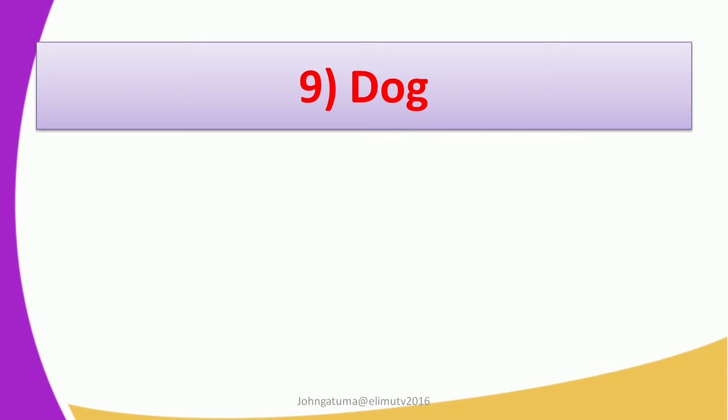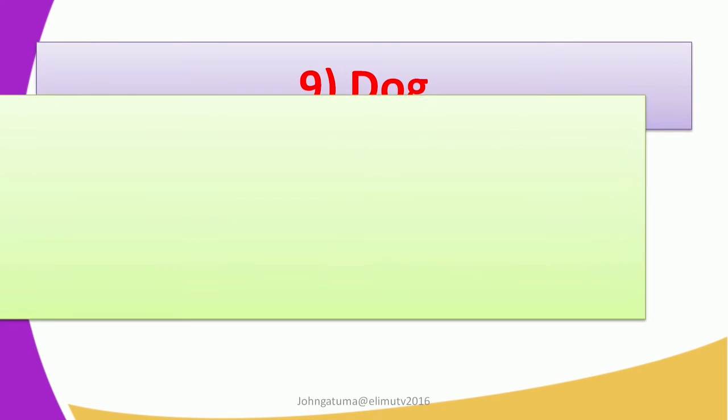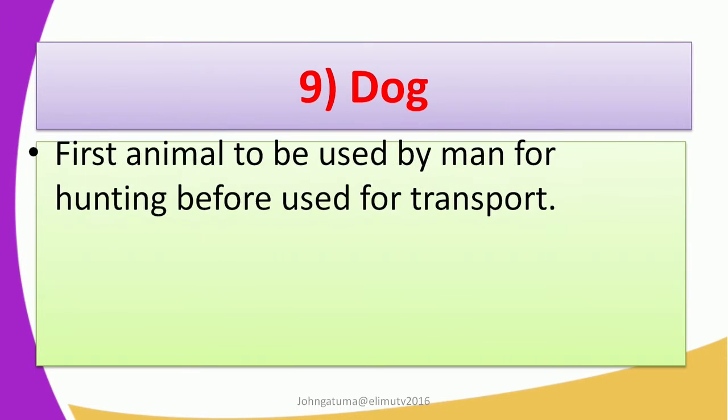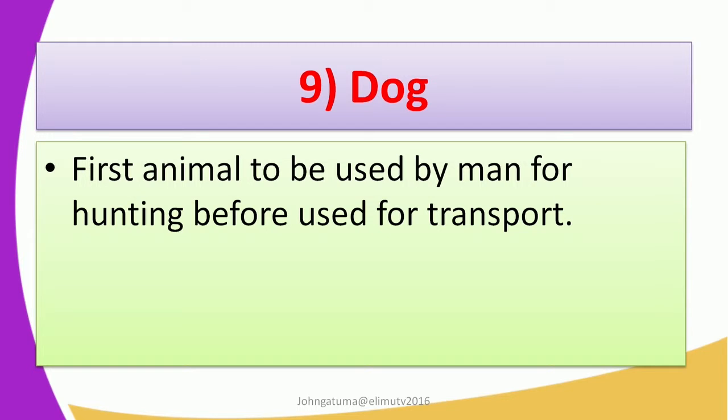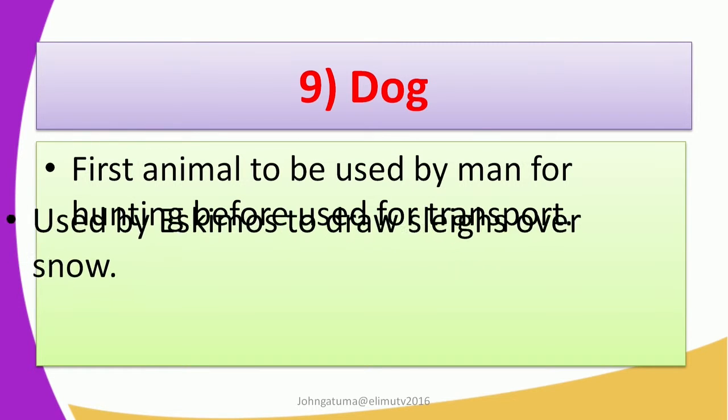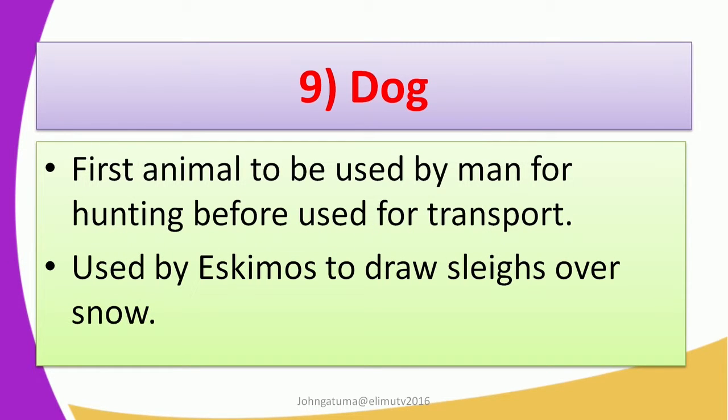Lastly, we have another pack animal, the dog. The dog is another pack animal, and this was the first animal to be used by man for hunting before it was used for transport. Initially, the dog was used for hunting, but later on it was deployed for transport, for carrying goods. So it was used by the Eskimos to draw sleighs over the snow. The sleigh is also spelled as sledge. This is a wheelless vehicle that we shall discuss.